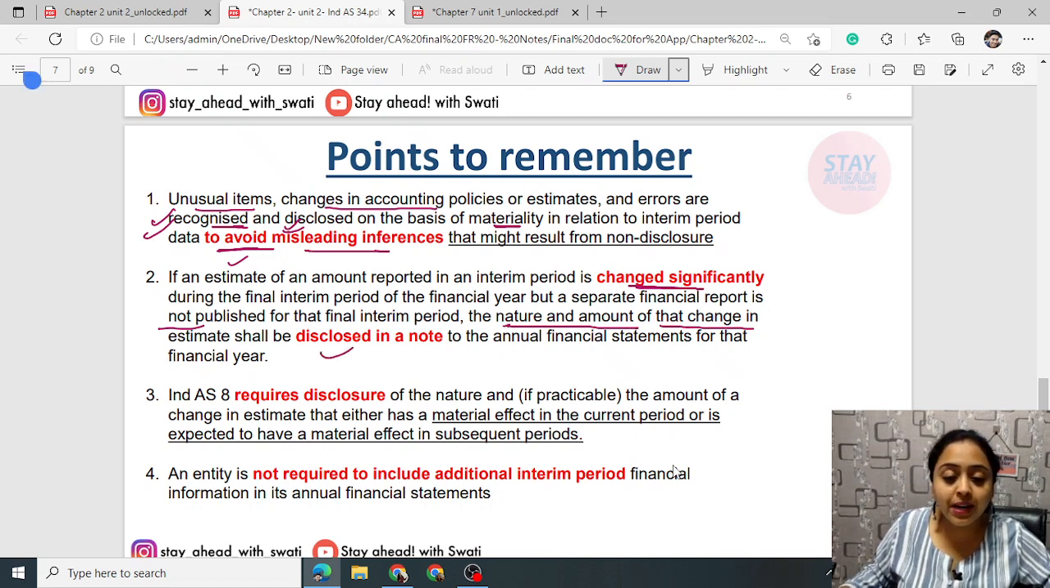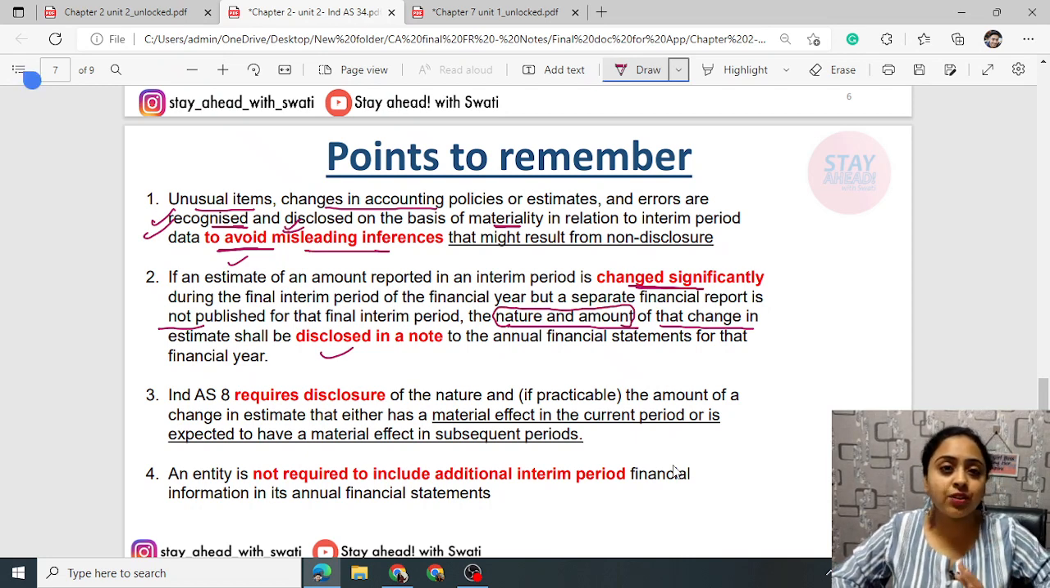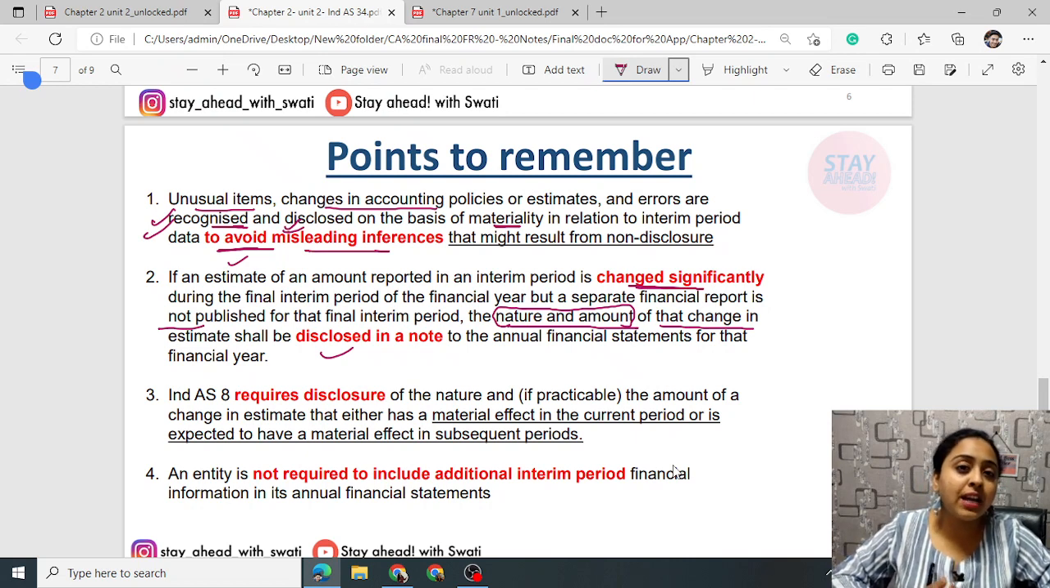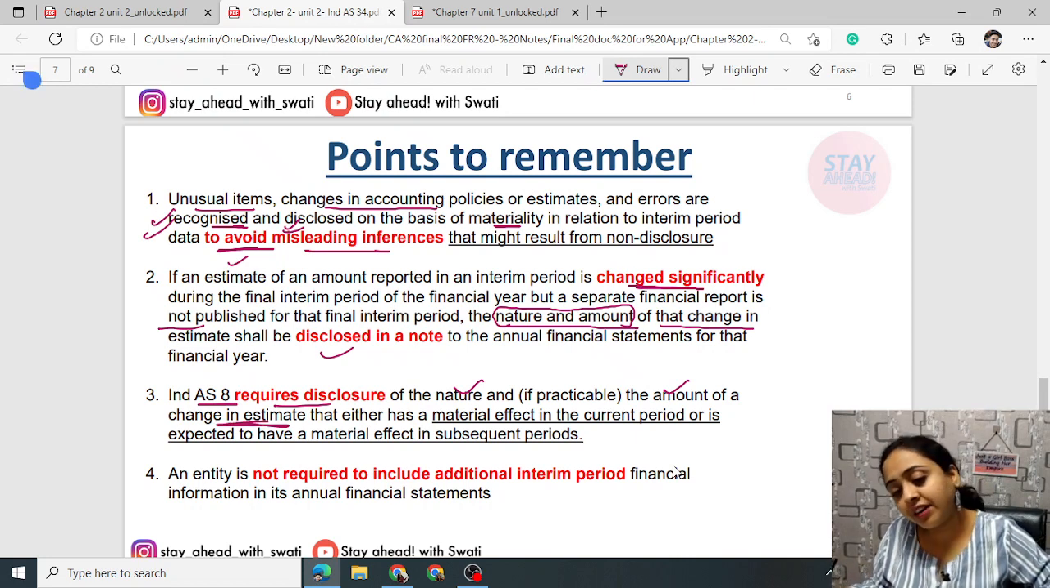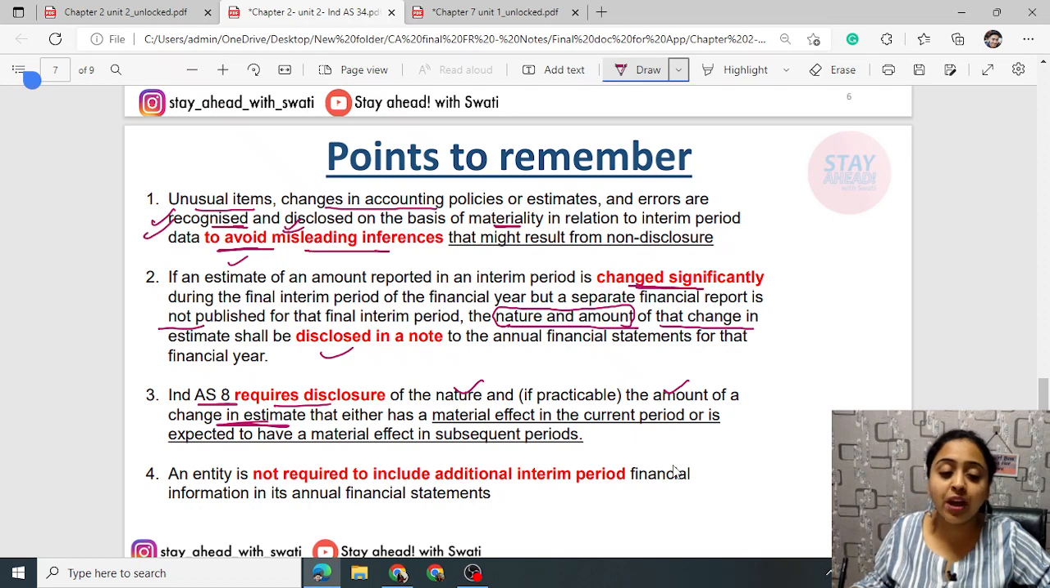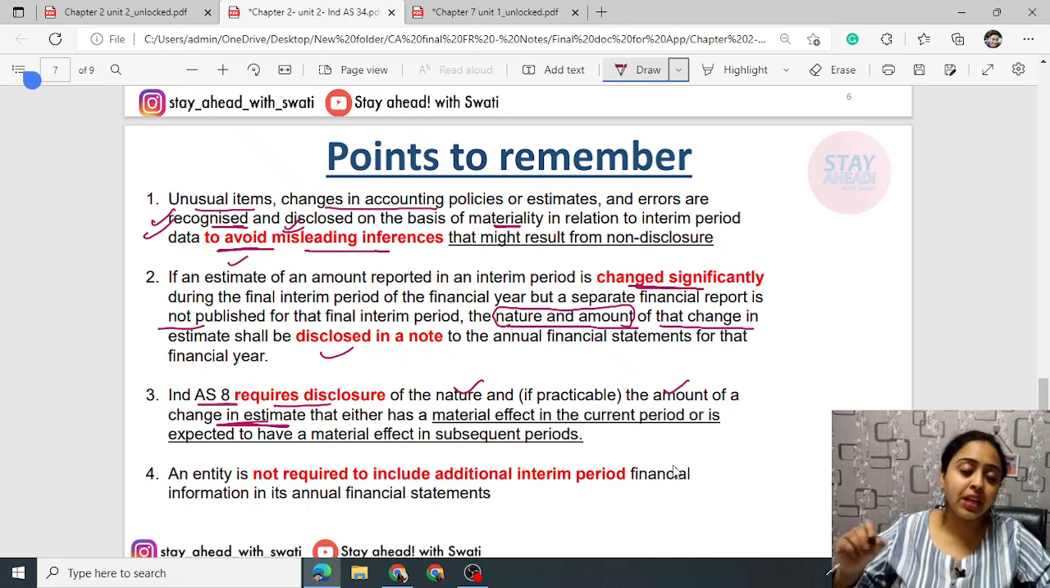You have to present and disclose the nature and amount of the particular transaction. You have to mention the nature and amount as a disclosure. Next, Ind AS 8 requires disclosure of the nature and, if applicable, the amount of the change in estimates that either has a material effect in the current period or is expected to have a material effect in the subsequent year. You have to disclose it only and only when it has material impact, either in the current year or in the subsequent periods that will come ahead.